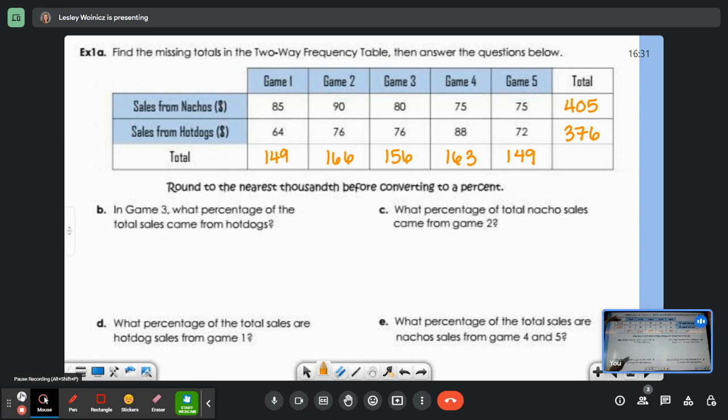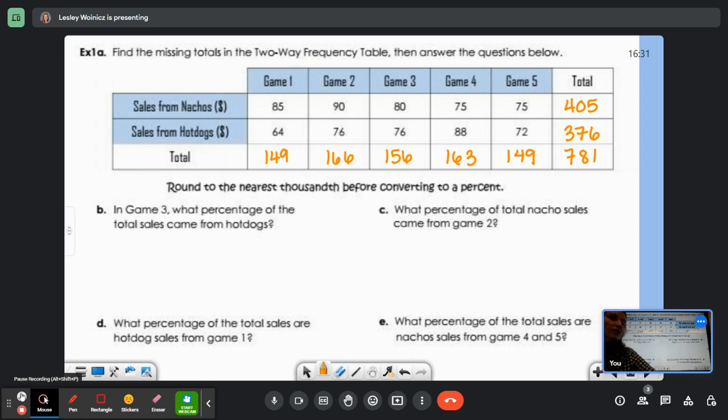Now, if I add these two totals, total sales from nachos and total sales from hot dogs, I should get the total. And if you want, you can check to make sure that your game totals all add up to the total as well. That way you know if you made a mistake or not. 781 is what I get.